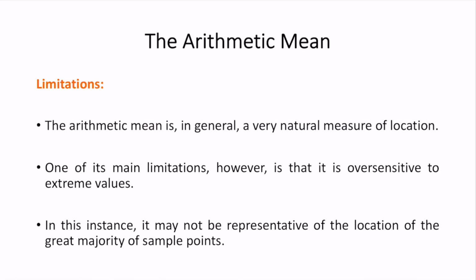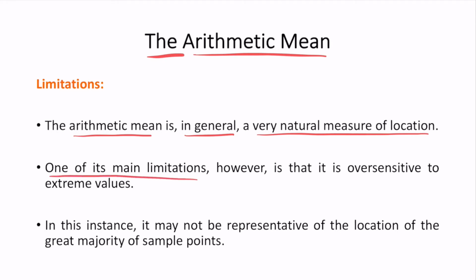So let's talk about the limitations of the arithmetic mean. The arithmetic mean in general is a very natural measure of location. One of its main limitations, however, is that it's very sensitive to extreme values. For example, if you take the series of numbers 1, 2, 3, 4, 5, the mean of these numbers is going to be 3.